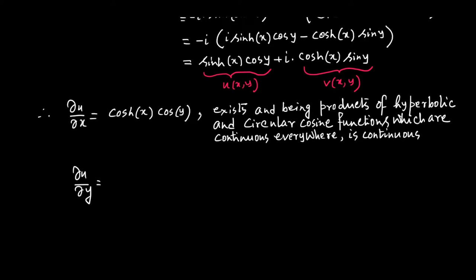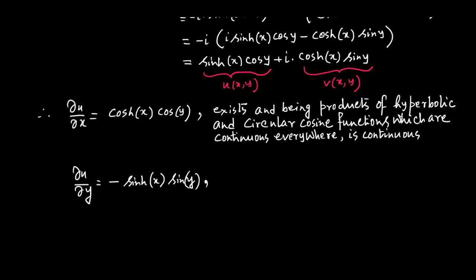So del u del y will be minus, because the derivative of circular cosine y is minus circular sine y. So it is minus hyperbolic sine x and circular sine y. Okay. So now, can you tell me what I can say about this?